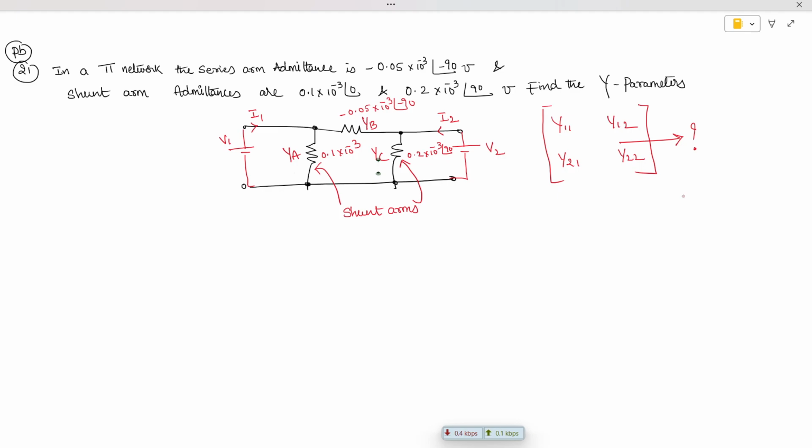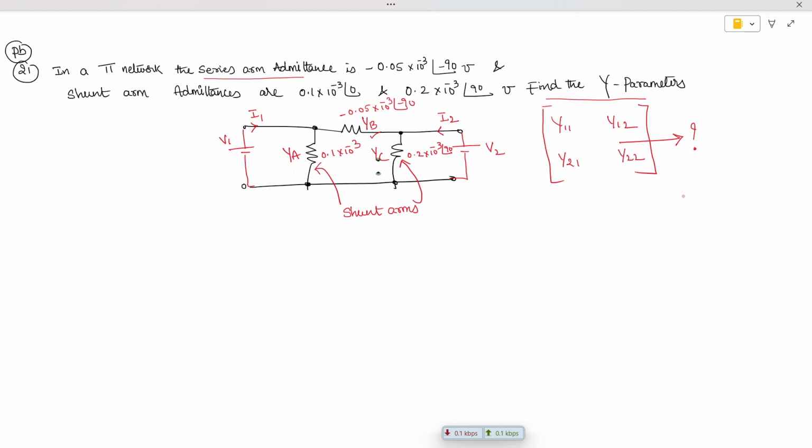What the data given here is: in a pi attenuator network, the series arm admittance is YB, and the shunt arms YA as well as YC values are given. We need to find out the Y parameters. Before finding them, let's see the general procedure of finding Y11, Y12, Y21 and Y22.